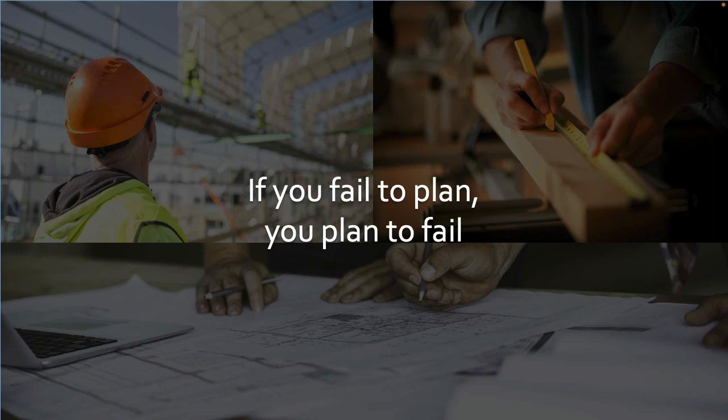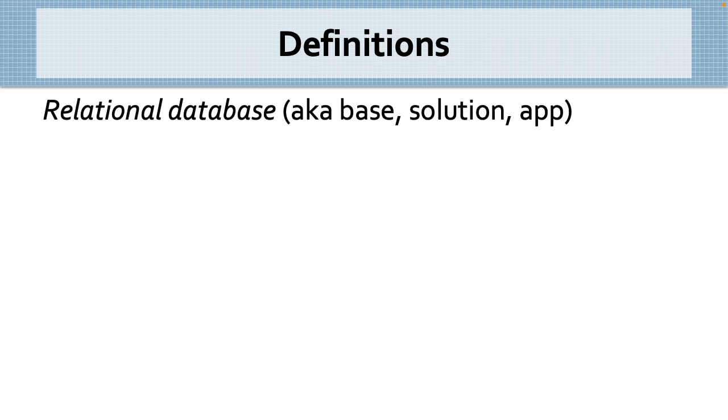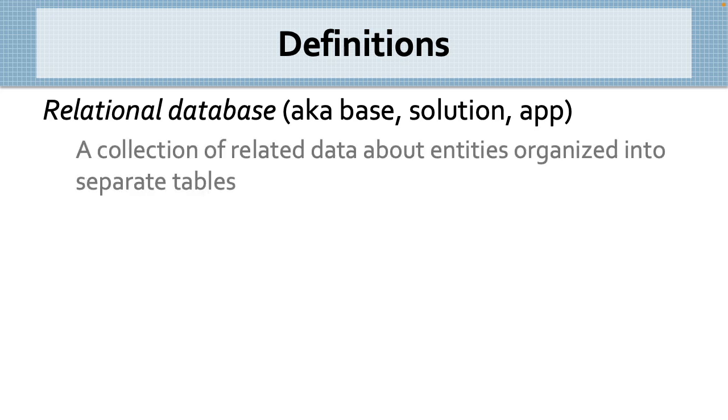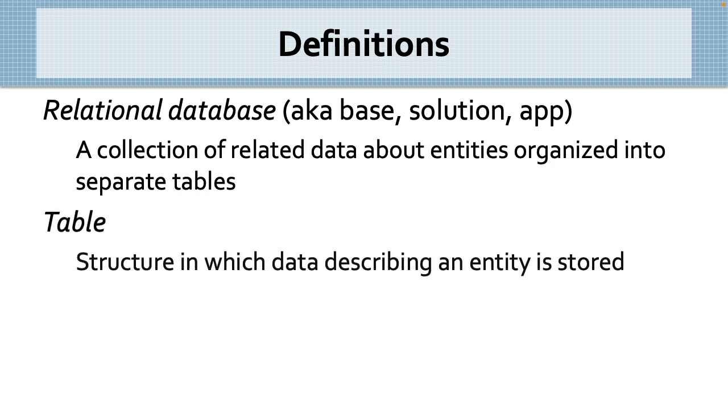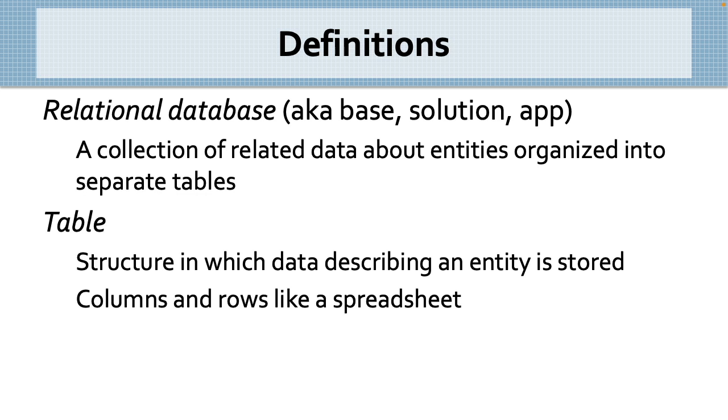But before we start that, there are some terms and definitions we all need to understand, starting with relational database. A relational database, called simply a base in Airtable and a solution or app in FileMaker, is a collection of related data about entities, organized into separate tables. What's a table? A table is the structure in which data describing an entity is stored. It's made of columns and rows like a spreadsheet. Each column is a field and each row is a record.